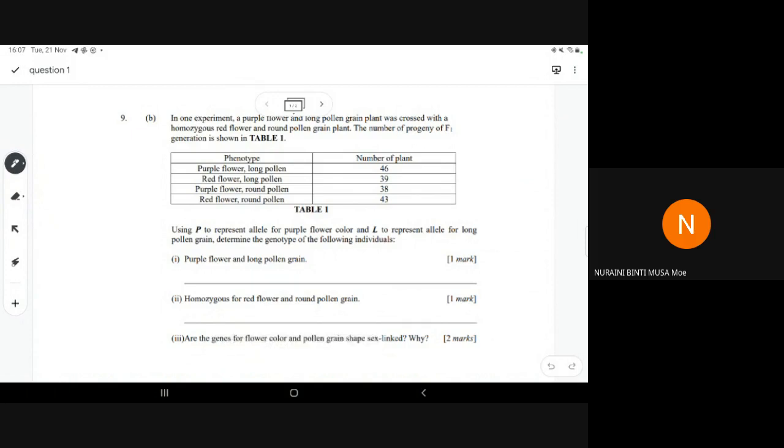Boleh, sir. Okay, so let's do one question. In one experiment, a purple flower and long grain plant was crossed with a homozygous red flower and round pollen grain plant. The number of progeny of F1 generation is shown in table 1. Purple flower, long pollen, 46. Red flower, long pollen, 39. Purple flower, round pollen, 38. Red flower, round pollen, 43.